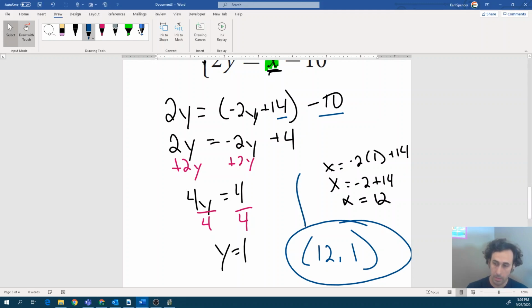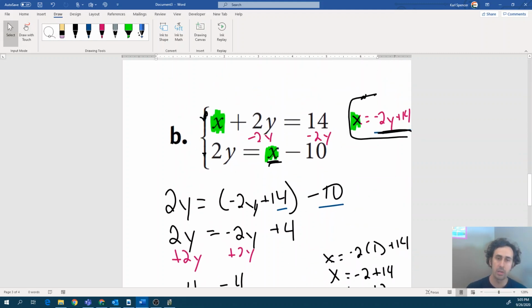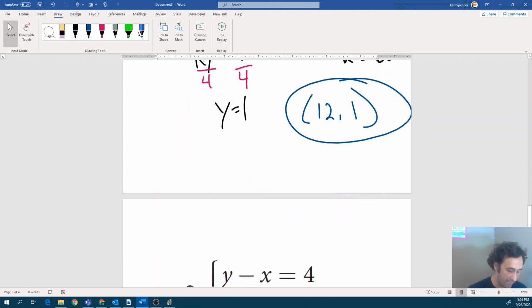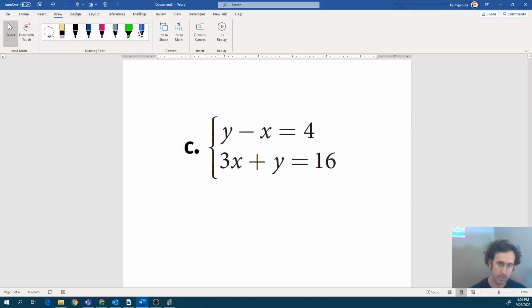The difference with this problem is I first had to get one of my equations by itself. And that is one of the drawbacks to the substitution method. You do have to get a variable by itself. Again, let's do one last problem, finish it up.